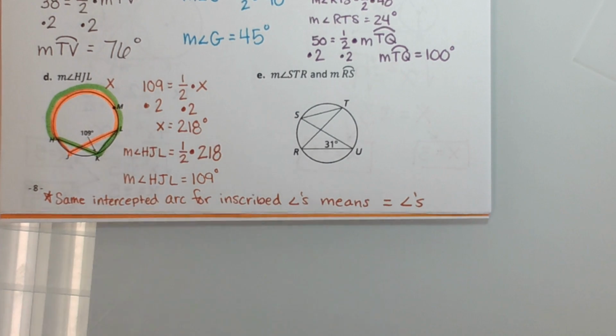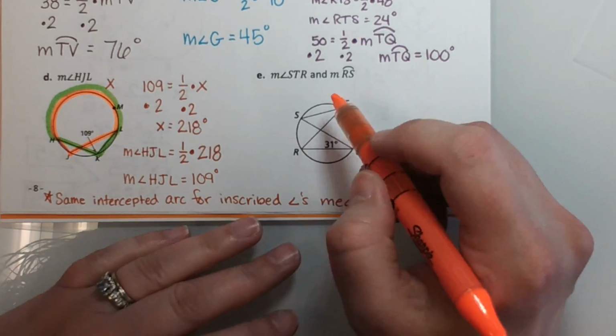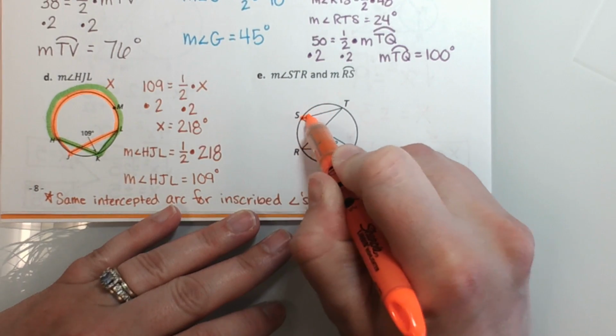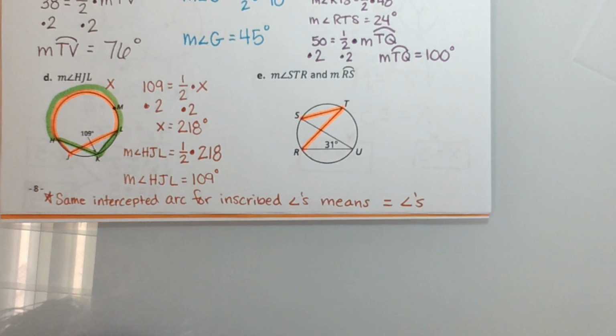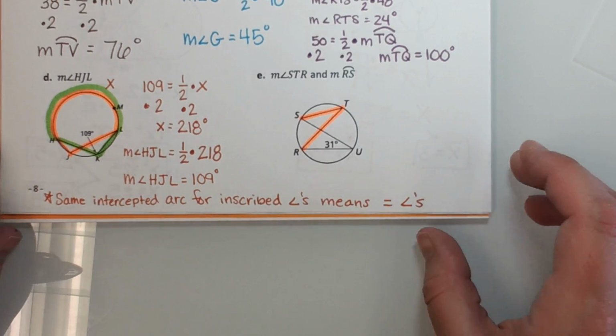Last problem on this page wants me to find arc RS and the measure of angle STR. Let's start with the angle STR. That's that angle. One of the things you're going to have to ask yourself is, is that an inscribed angle or is that a central angle? That's going to be a key as we go throughout this chapter. I'm not mixing it up a whole lot right now. Today it's been inscribed angles.